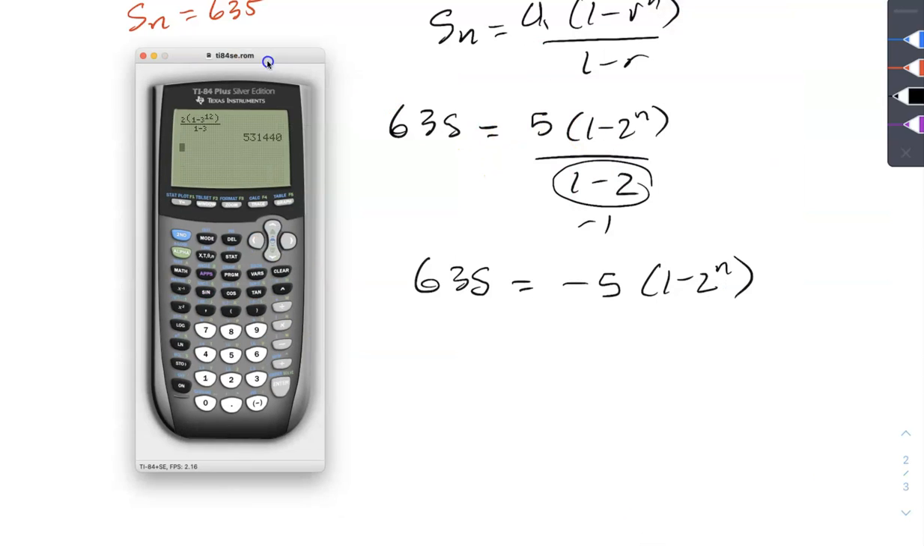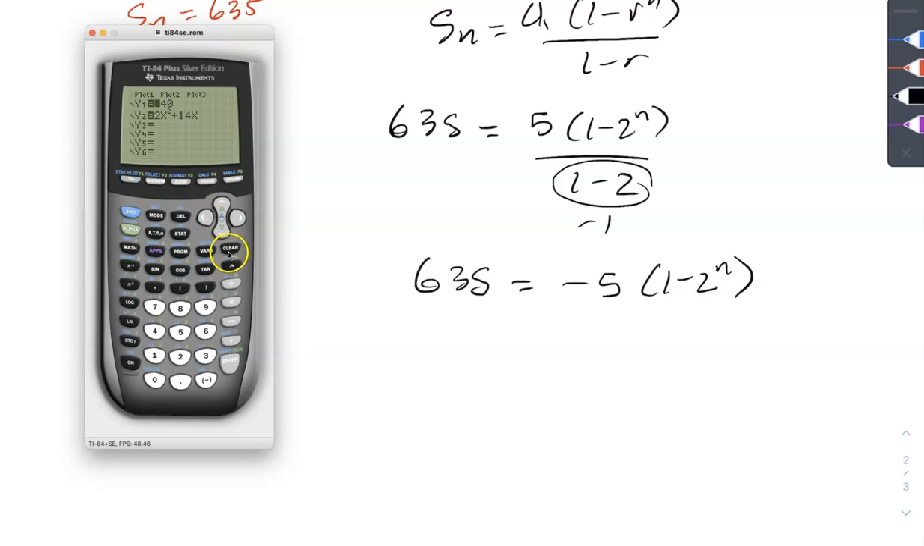So bring up my calculator. I'm going to solve this with the calculator. So we'll go y1 is 635. And then y2 is -5 times 1 minus 2 to the n, with x in our case. Now, I'm going to go to my window. My ZStandard is what we normally have. So that's how I was doing that.